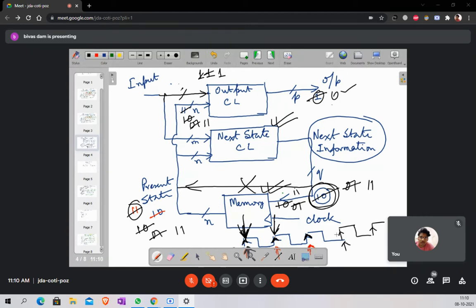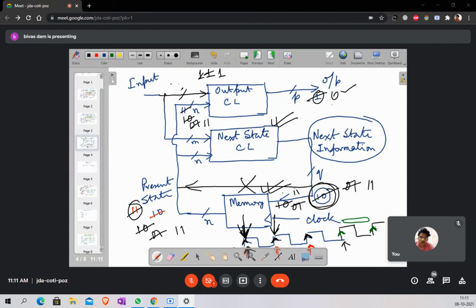At this particular time instant, certain next state information has been created, and that comes and stays at the memory input. How long? Over this period. When the next time tick comes, then only that particular input combination will get translated as the memory output, and that will reflect the new present state available at the next time tick. And this is the next time tick.